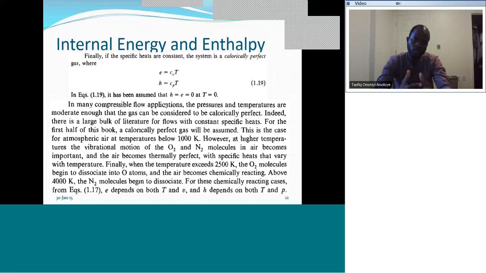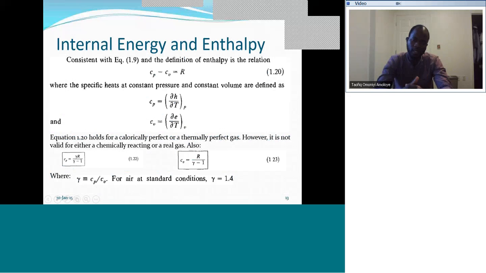And we can also define R to be the difference between Cp and Cv. Of course, where Cp is dh/dT at constant pressure and Cv is de/dT at constant volume. From equation 1.20, we can manipulate it to have this expression for Cp and then that expression for Cv. For instance, if we divide through by Cp, we have 1 minus Cv over Cp equals R over Cp. And then if we now define the ratio of the specific heats as gamma, we can directly get expressions for Cv or Cp. Usually, gamma is equal to 1.4 for air at standard conditions.